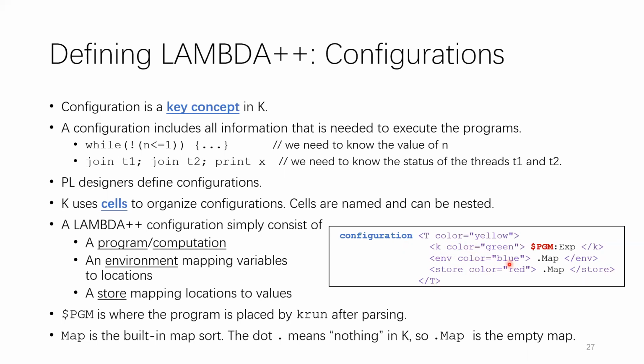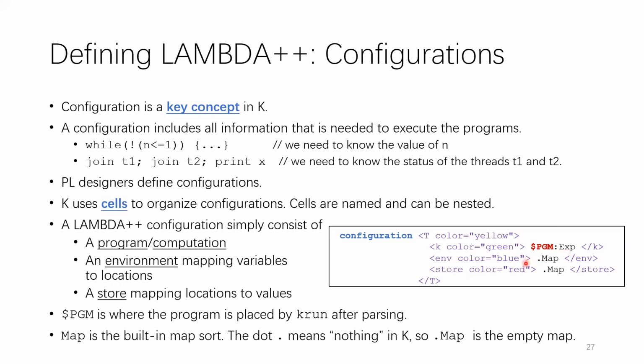All right, so we have the K cell, which holds the program, or what we call the computation. The program we denote by the special variable called $PGM. So this is the program that we give to krun to execute. K will parse the program and put it here in the K cell as the initial configuration.